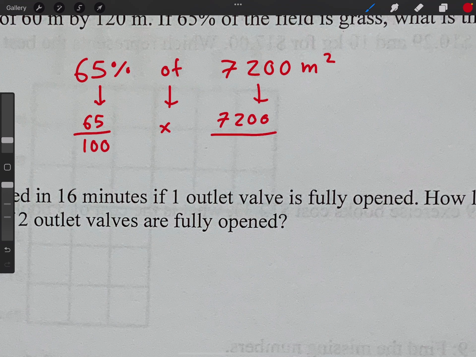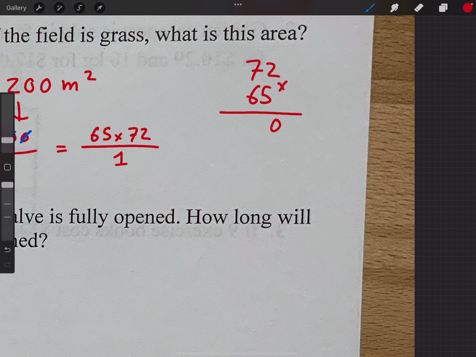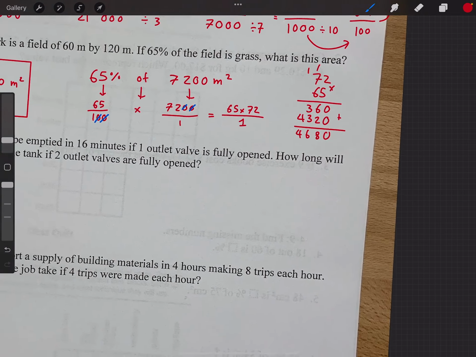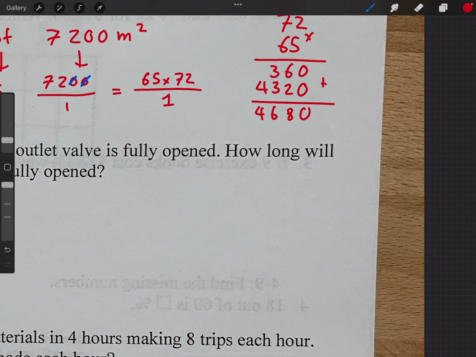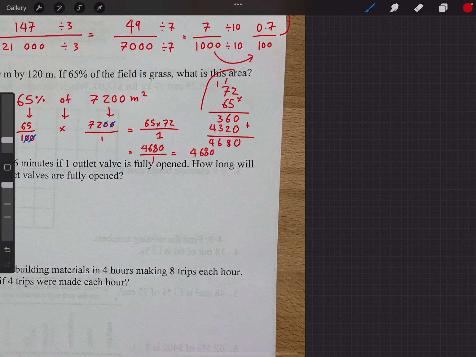Okay, so really, what you have is 65 times 72 over 1 times 1, which is 1. So let's work out what's 65 times 72. 5 times 2 is 10, 5 times 7 is 35, plus 1 is 36. Then 0. 6 times 2 is 12, 6 times 7 is 42, plus 1 is 43. Add it together, you get 4680. So the answer is going to be 4680 over 1, which is just 4680. Let me just clean this up a bit.